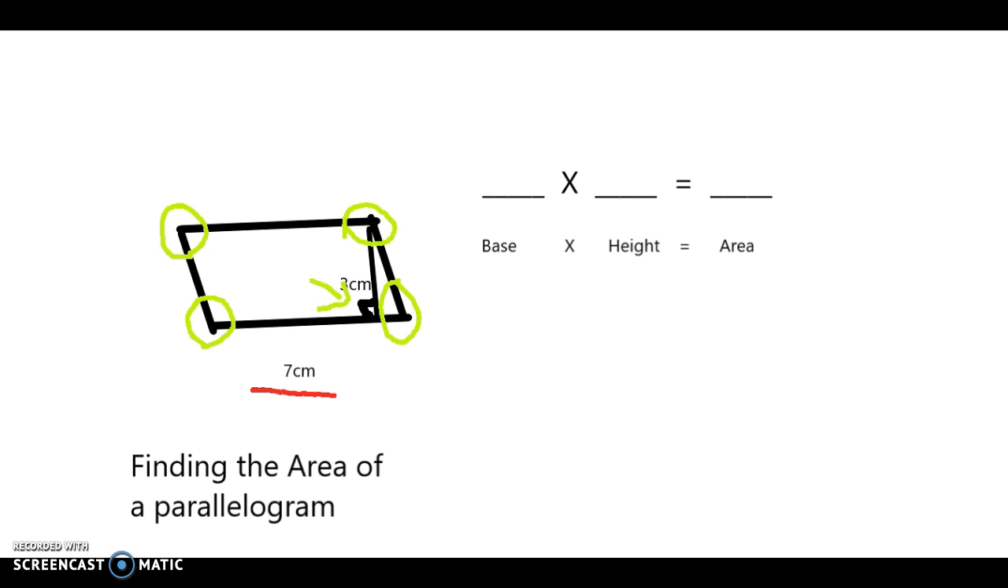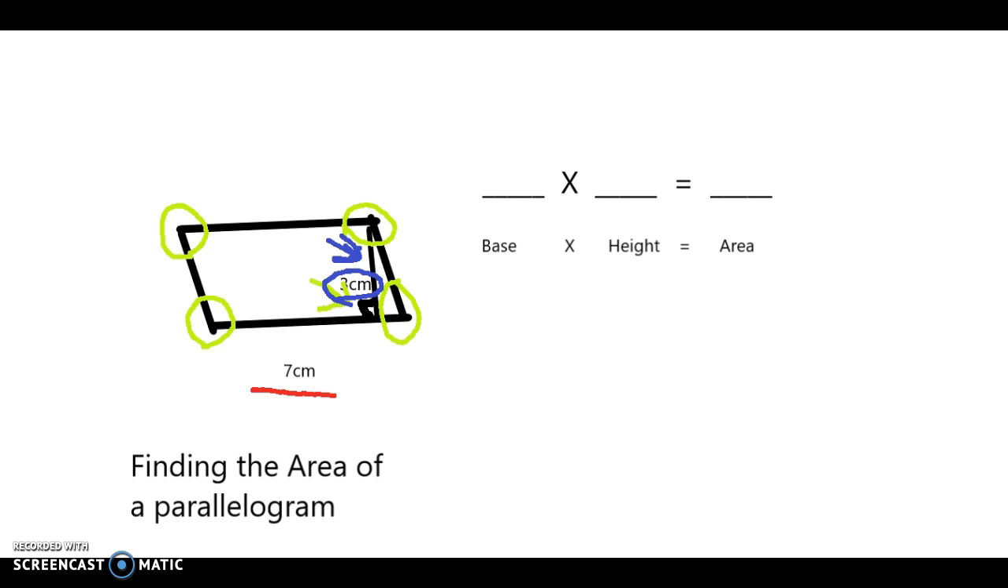And the height, the only difference with this one from a rectangle, is that you have to draw this little line right here, this line I drew right here. You have to draw that to show a 90-degree angle to show the true height. The true height of this one happens to be 3 centimeters.